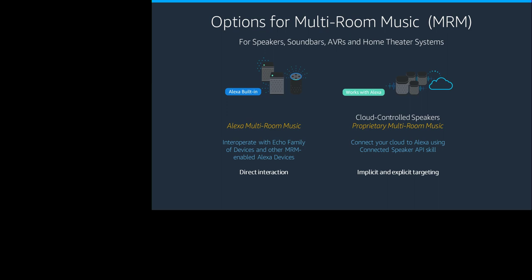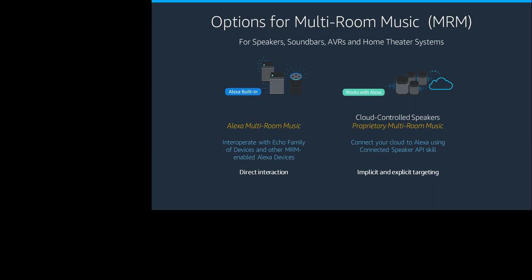And so there are actually the ability of some device makers to create groups of their own solutions that use their own multi-room music capability. And that is not what we're talking about today, but I wanted to call it out in particular because if you did have a technology along those lines and you were wanting to enable that through Alexa, you use something called our Cloud Connected Speaker API. And that is something that allows you, using voice control, to actually control these groups in the same way that someone might control an Alexa multi-room music group.